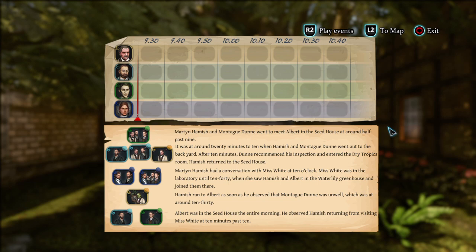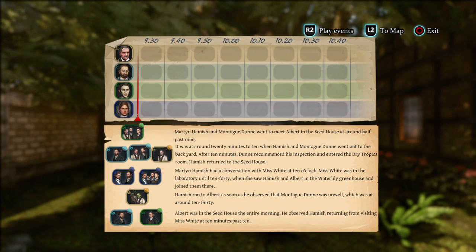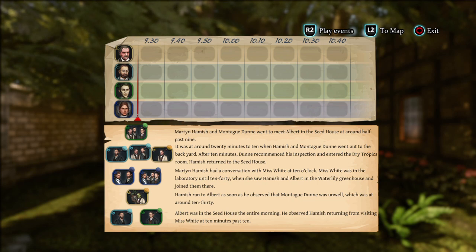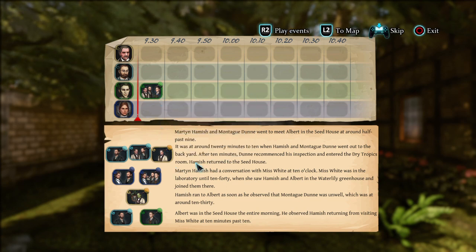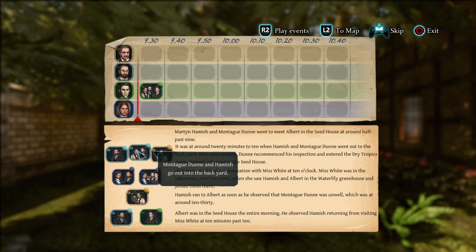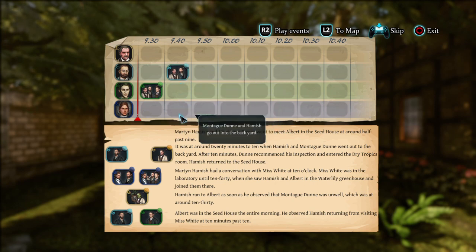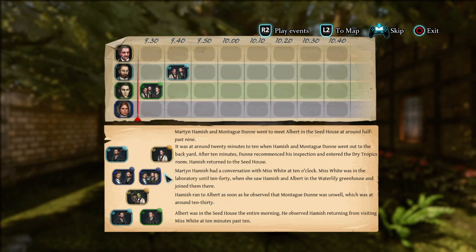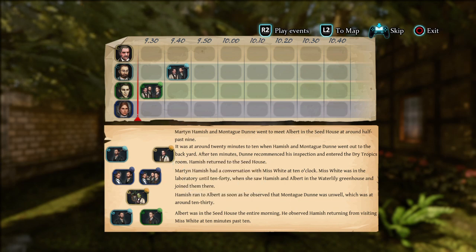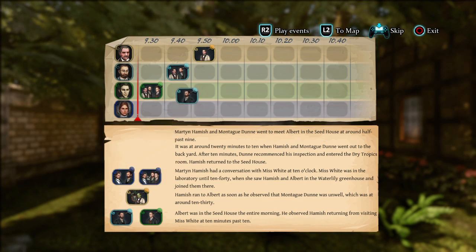Martin Hamish and Montague Dunn went to meet Albert in the Seat House at around 9:30. It was at around 20 minutes to 10, so 9:40, when Hamish and Montague Dunn went out to the backyard. After 10 minutes, Dunn recommenced his inspection and entered the dry tropics room. Hamish returned to his Seat House. After 10 minutes, okay, 9:50.